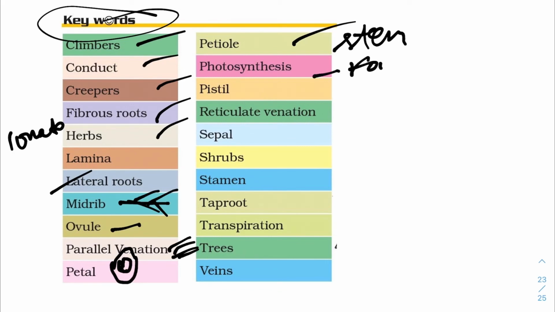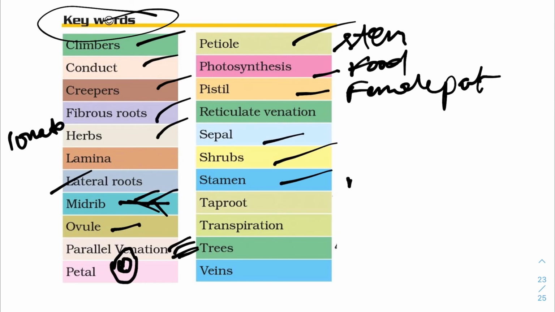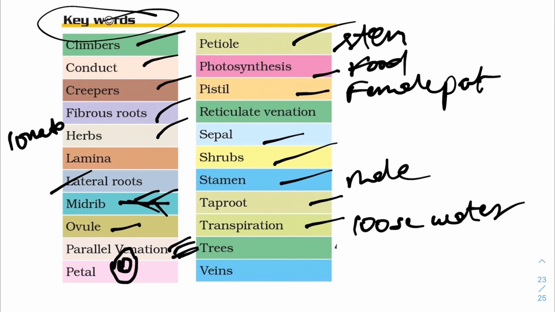Photosynthesis, the process by which plants make their food. Pistil, female reproductive part. Sepal, shrub, stamen. Stamen is the male reproductive part. Taproot, one of the root systems of the plants, in which you will find the main root with lateral roots. Transpiration, the process through which leaf loses water. Trees are the other kind of plants. Then herbs and shrubs. Veins, you will find in humans as well as plants.